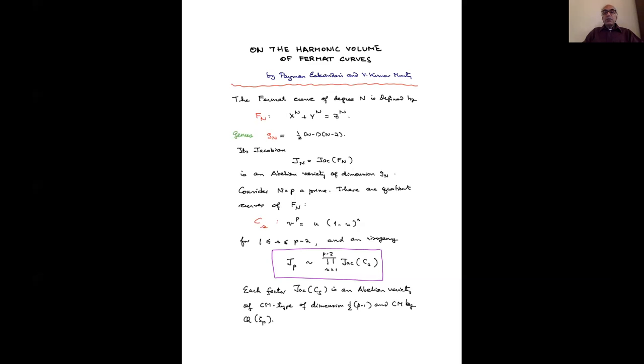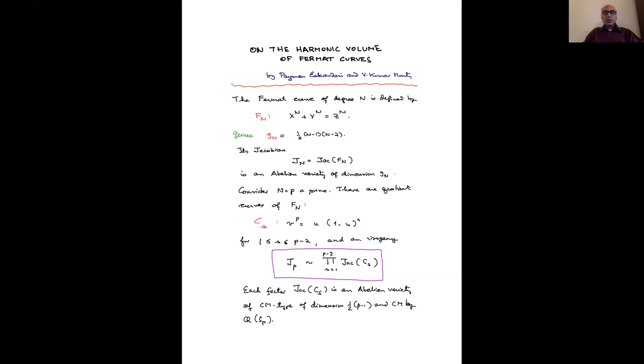And now using those automorphisms, I can decompose the Jacobian. Another way of saying it is that these automorphisms are also acting on the function field, and I can look at subfields of the function field which are fixed by different subgroups of that group of automorphisms. That gives rise to quotient curves. So I've written some of them down here, what I call C_S, given by the equation v^p = u(1-u)^S, where S is an integer between 1 and p-2. So that's a certain curve, and its function field is a subfield of the function field of the Fermat curve.